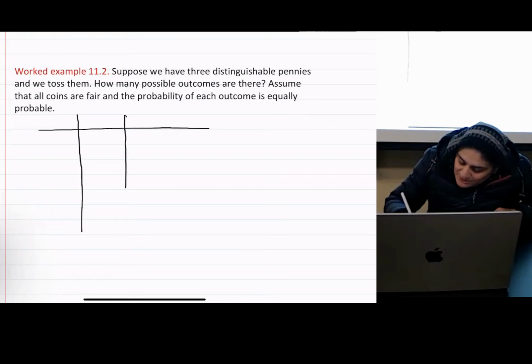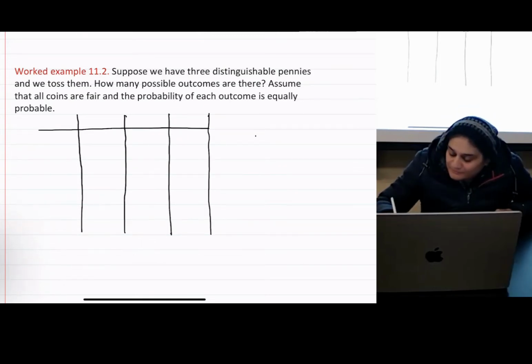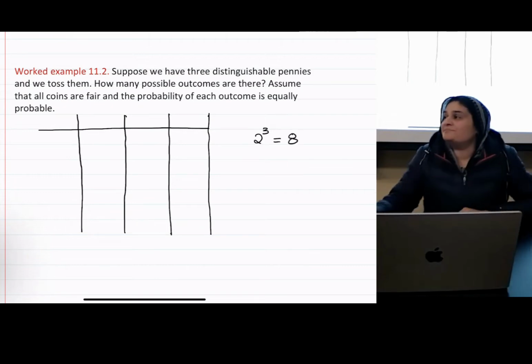Anyone from statistics remember how we do that? Draw a tree. Two branches, heads or tails, and then 2 branches off that, heads or tails. 2 branches off that, heads or tails. And then you're done.